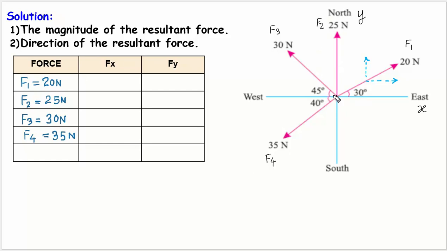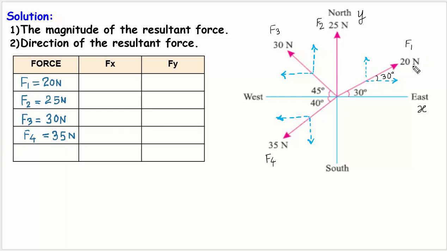This force is acting vertically upward direction, so it has only y component. There is no x component for the force F2. Now similarly force F3 also will resolve like this. F3 will also have x component and y component, and F4 also will have x and y component. Now if you look at this angle friends, this angle is 30 degree. So this angle also will be 30 degrees.